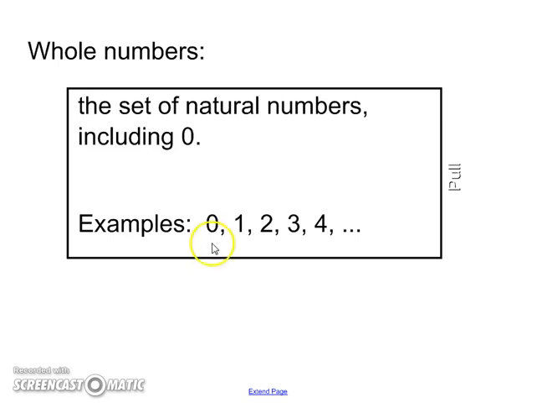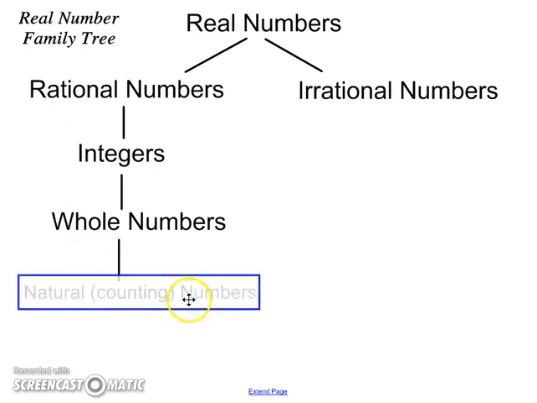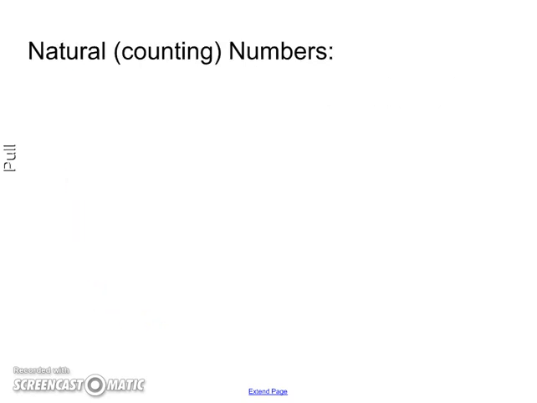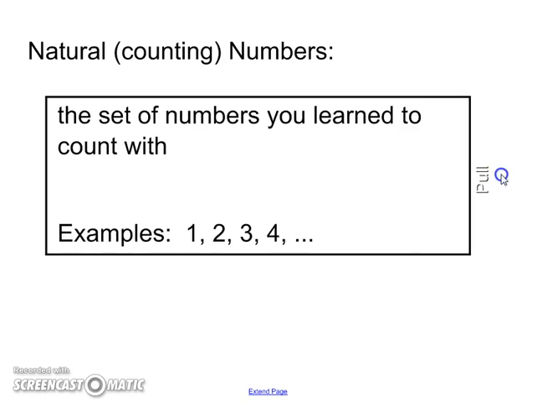So in this case, we got rid of the negatives that would be over here to the left. We now have 0, 1, 2, 3, 4, 5, 6, 7, 8. Again, it will continue as we go to the right. So as we move down the table, it gets more and more specific. The most specific are our natural numbers, and those are what you might call our counting numbers. Those are the ones that you learned to count with when you were a kid.